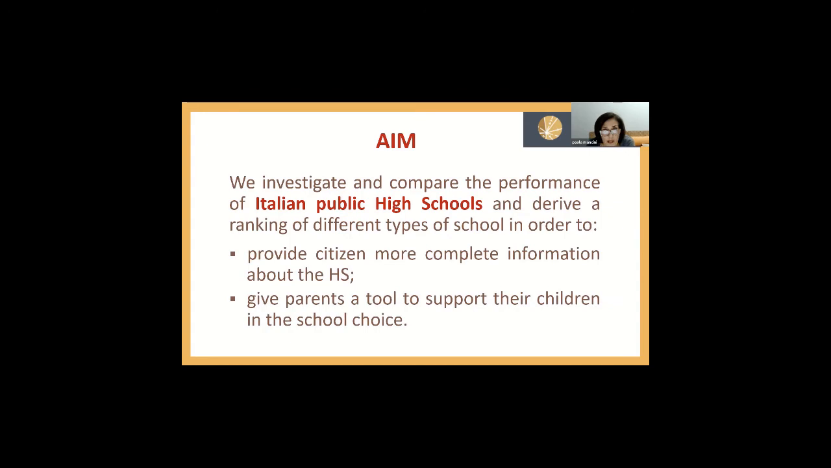In this paper, we investigate and compare the performance of Italian public high schools, deriving a ranking of different types of school to achieve a dual purpose: to provide the citizen more complete information about the high school, and to give parents a tool to support their children in the school choice. In other words, this paper aims at providing students and their parents with a helpful tool for synthesizing the several elements involved in the school choice.